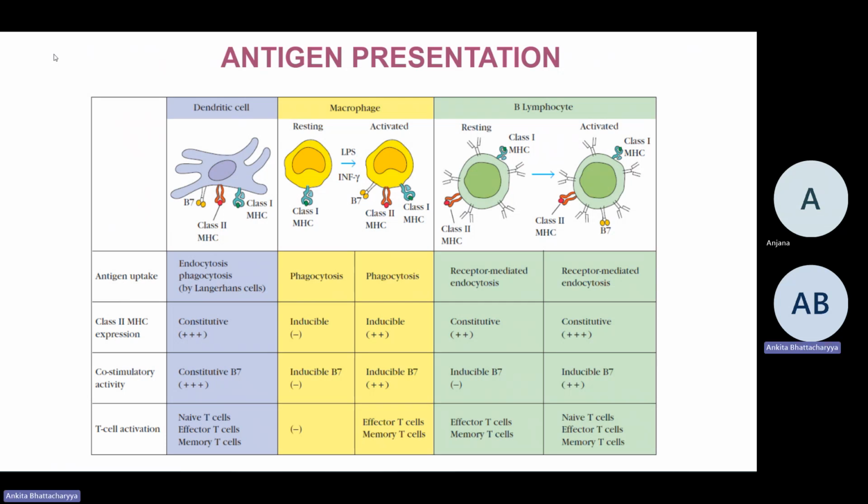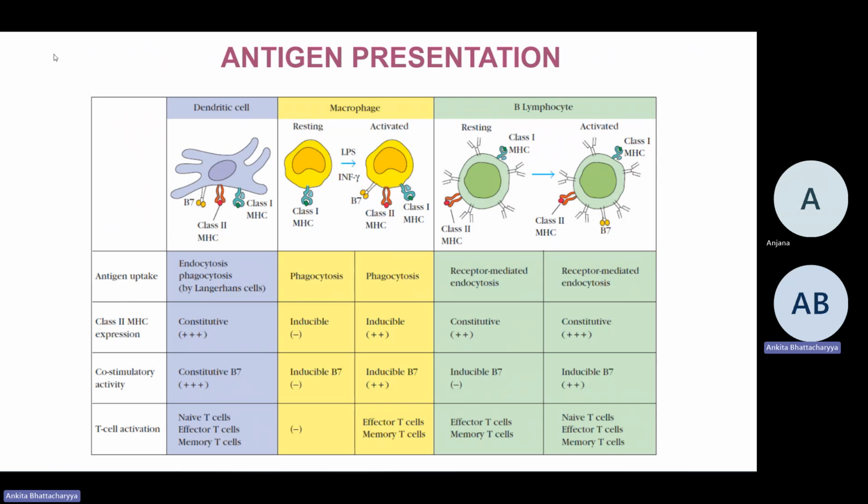Third, you have a population of B lymphocytes, which are either resting or activated in nature. They express class 1 and class 2 MHCs because they're professional antigen presenting cells. The difference between them is that when it is an activated B cell, it also co-expresses B7 on its cell surface in comparison to the resting state.